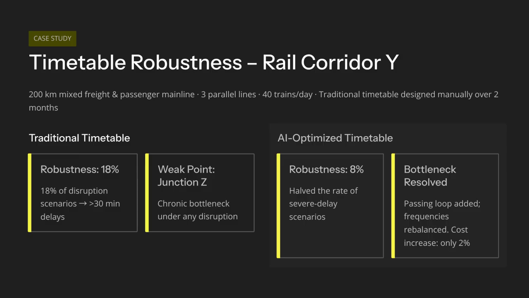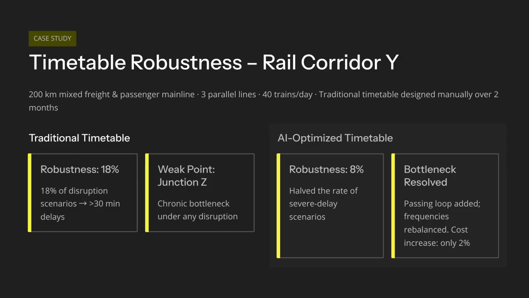Step 1. Optimization solvers generated 10 candidate timetables in 2 weeks. Not one timetable after 2 months. 10 options in 2 weeks. Each one a viable starting point for evaluation. Step 2. Every candidate timetable was put through robustness analysis. 500 disruption scenarios each. Signal failures, rolling stock breakdowns, severe weather, crew unavailability. Each scenario simulated. Outcomes observed. Results recorded. Step 3. Weak points identified.